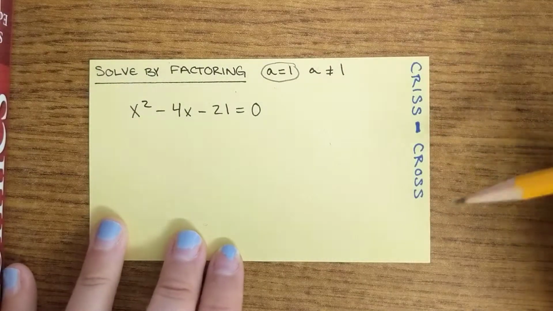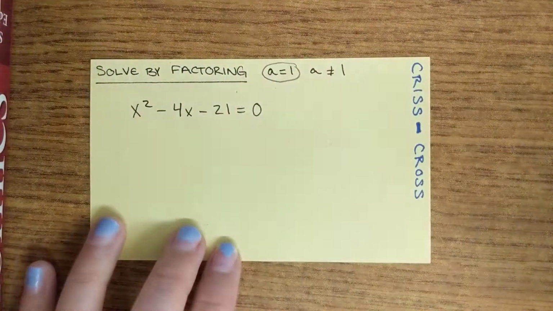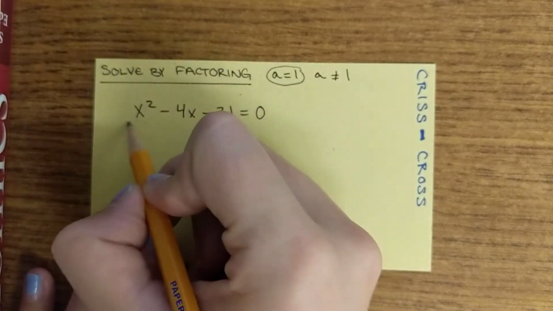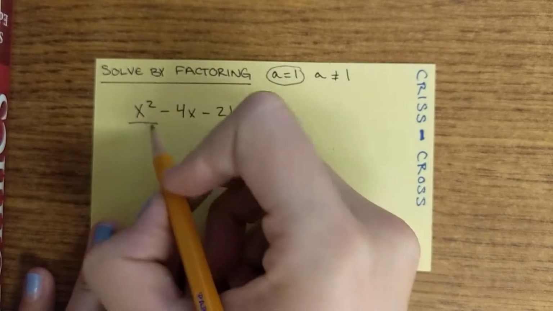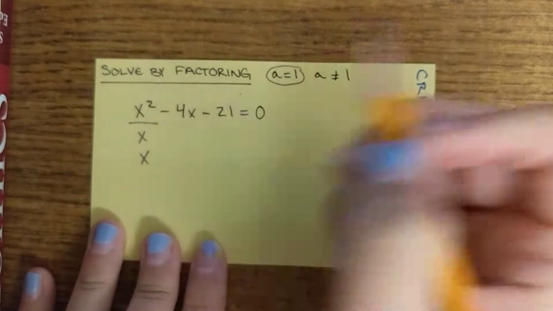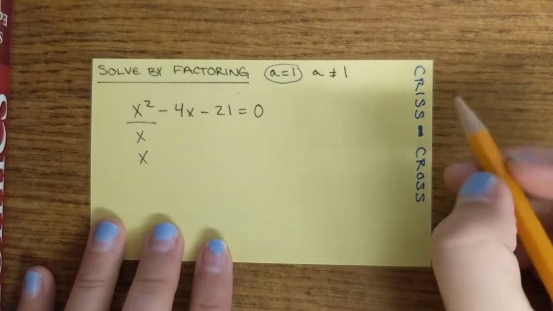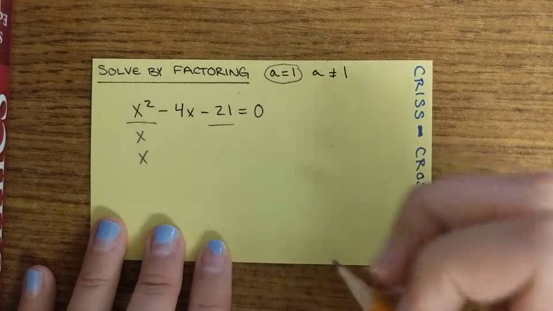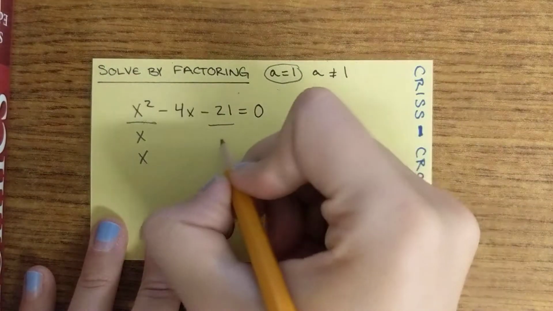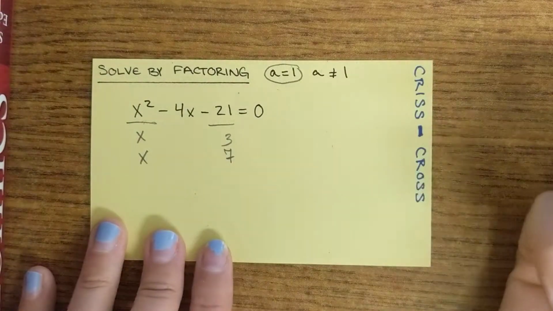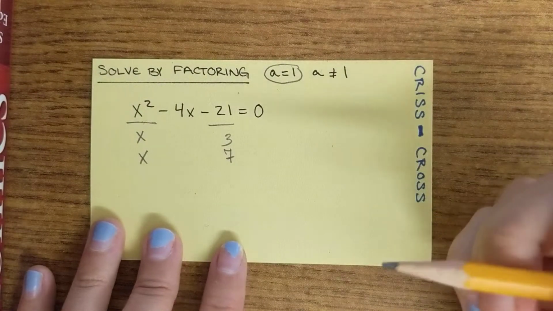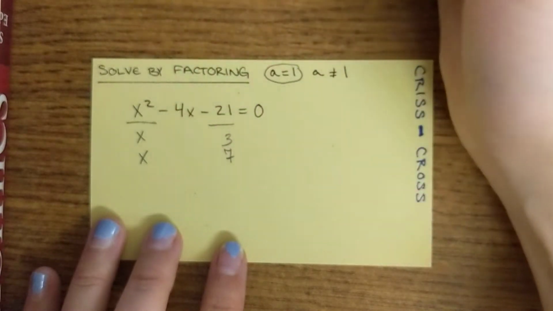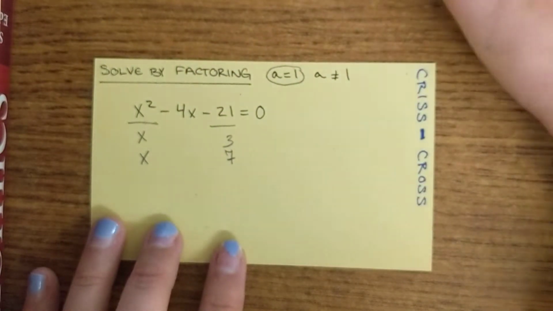This method is called crisscross, and it goes by many other names. Underneath the x squared, we're going to write 2 factors of x squared: x times x. Underneath the 21, we're going to write 2 factors of 21: 3 times 7. Okay, let's see if this works out. This is a specific type of guess and check.